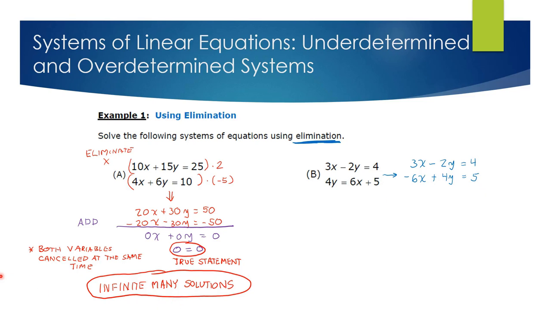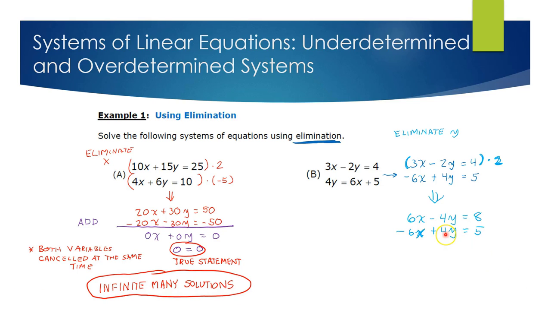And again, I just arbitrarily picked a variable to eliminate. I looked at the y's, and I said, okay, I'm going to eliminate the y's because all I have to do is multiply the top equation by 2, and if I add them together, the y's will cancel. So I multiply the top equation by 2, and I end up with 6x minus 4y equaling 8. The bottom equation remains negative 6x plus 4y equaling 5.